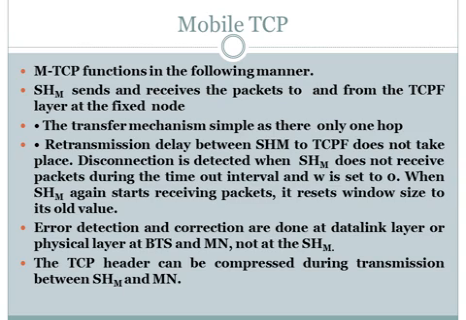So when is disconnection detected? Disconnection is detected when SHM is not receiving any acknowledgements from that mobile host. In which case it will immediately set the window size to 0, congestion window size to 0. And then when again SHM starts receiving packets, it will reset that window to the earlier value of W.